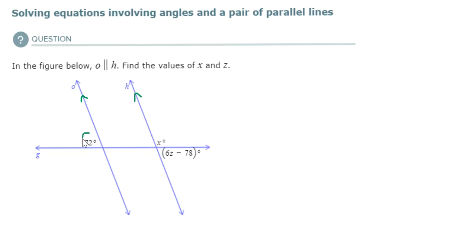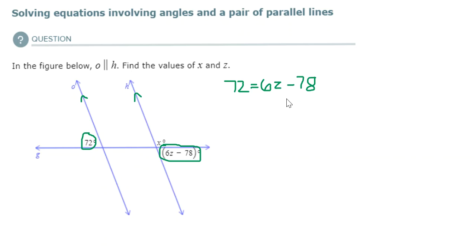Now, this one over here is helpful because we have our parallel lines, and we know that certain angles, when we're looking at parallel lines, will be congruent. So this 72 degrees is an alternate exterior angle with 6z minus 78 degrees. Since they're alternating and they're exterior, they're actually congruent, so I can set them equal to each other. Whoops, that's an equal sign there. And then I can solve for z.